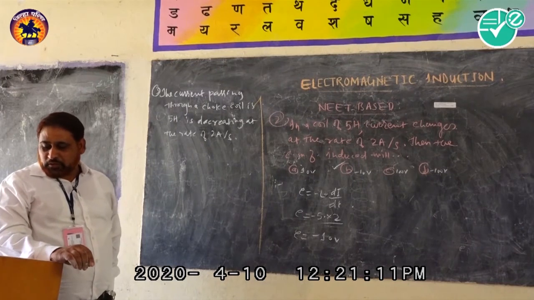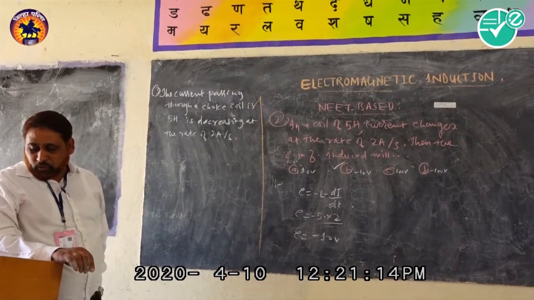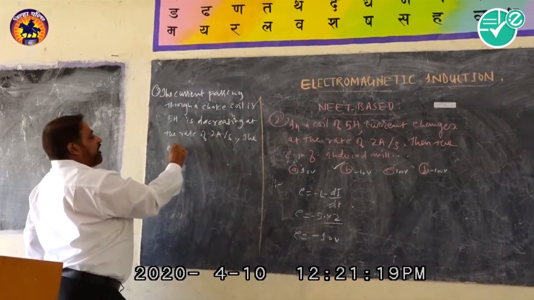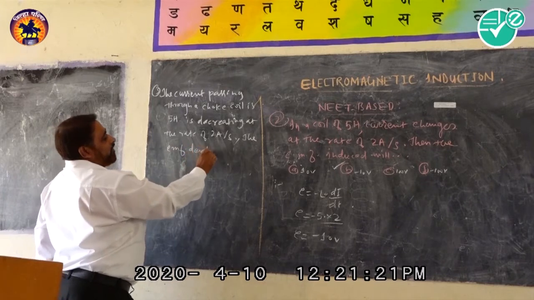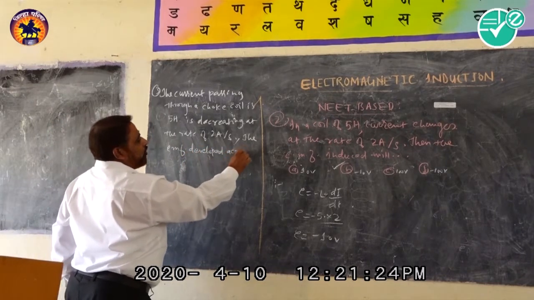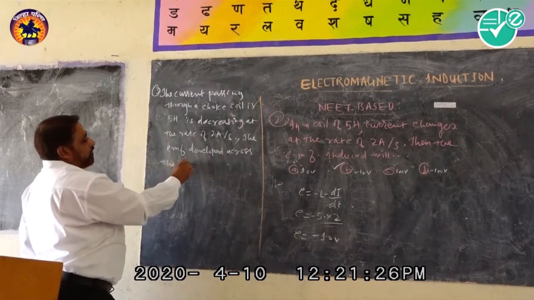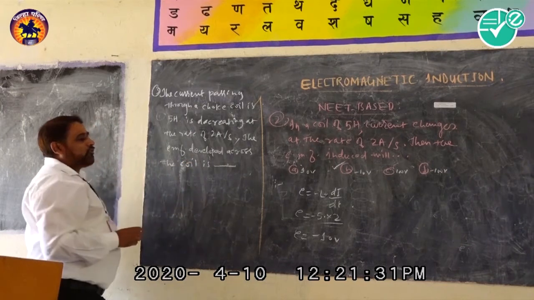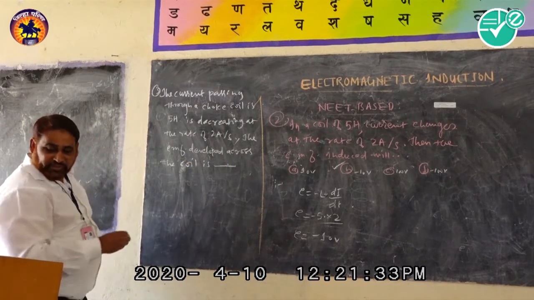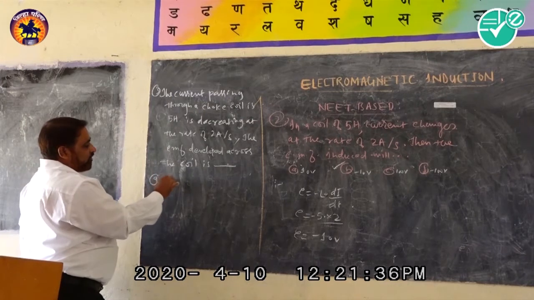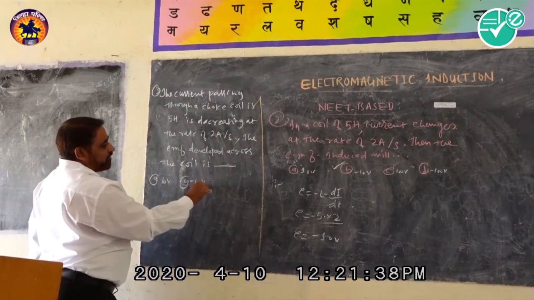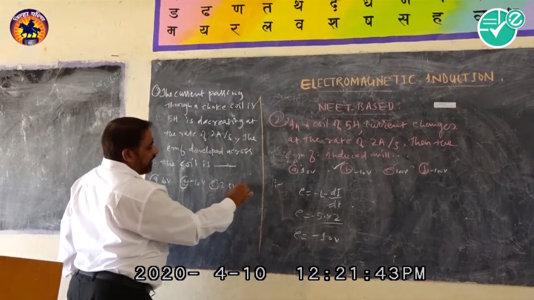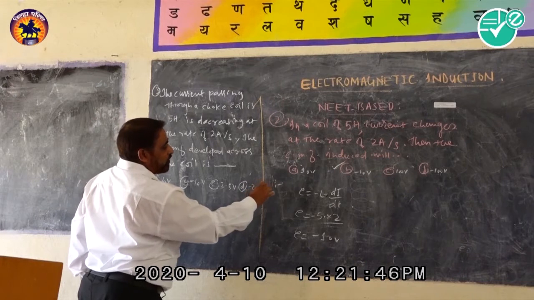The EMF developed across the coil is dash. So again we have to find the EMF of the coil. The options are given here: A, 10 volt; B, minus 10 volt; C, 2.5 volt; and D, minus 2.5 volt.